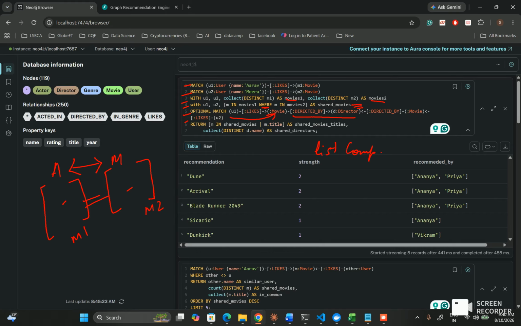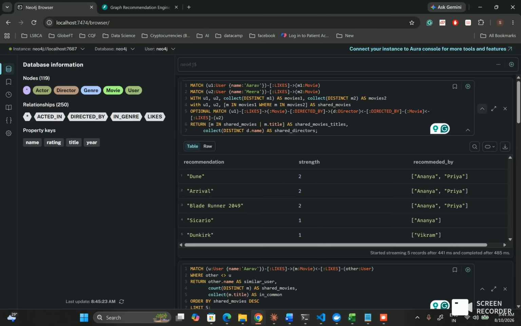Now notice this says optional match. Not just match, optional match. This word matters. If this check finds nothing, it won't erase the shared movie answer we already found. It just comes back empty for this one part. And the last two lines hand back both answers side by side: the exact shared movie titles and any shared directors, even from completely different films.